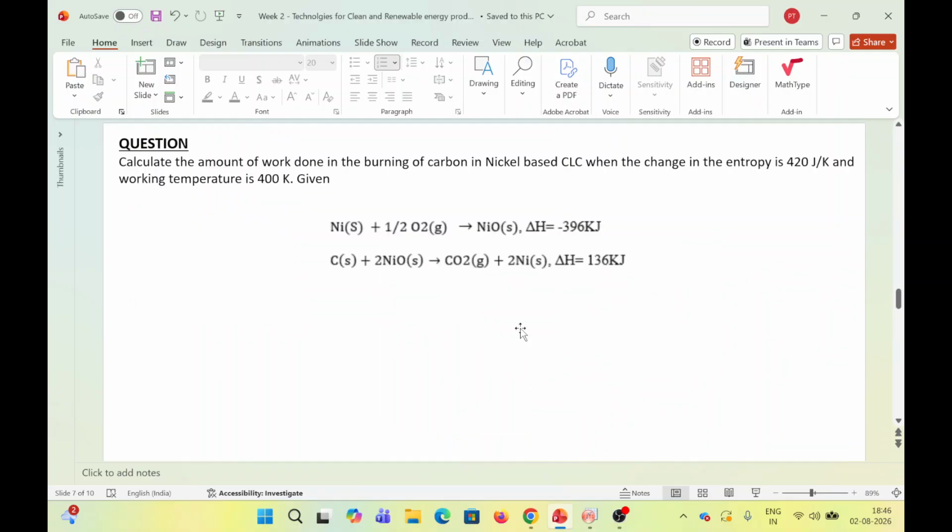Okay. So the problem goes like this. Calculate the amount of work done in the burning of carbon in nickel-based CLC when the change in entropy is 420 joule per Kelvin and working temperature is 400 Kelvin. And then the reaction is given. You are supposed to calculate the amount of work done. How do you go about this question?